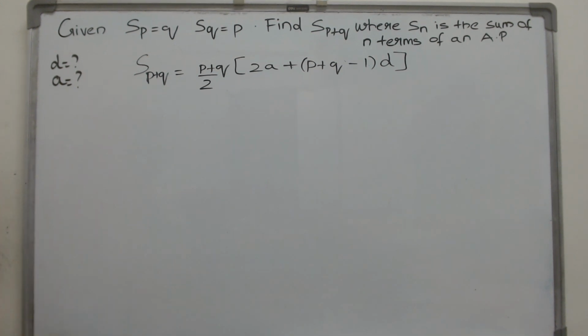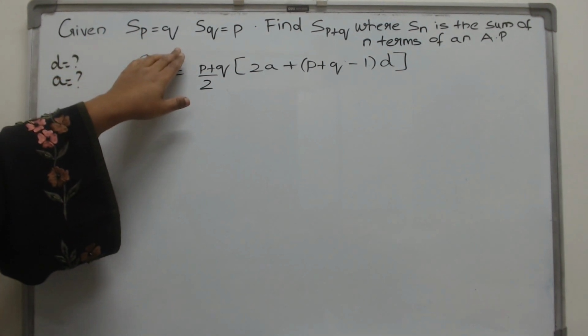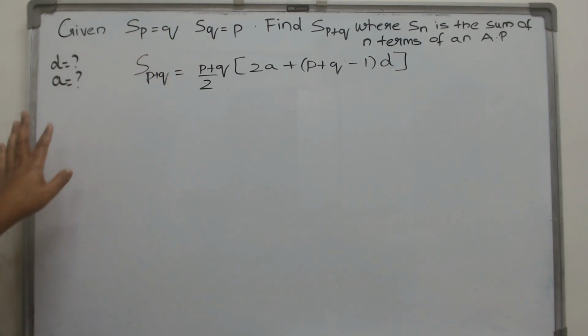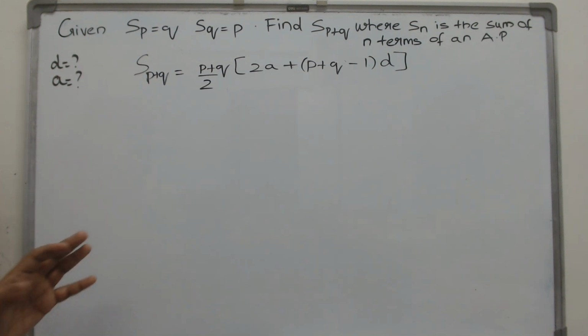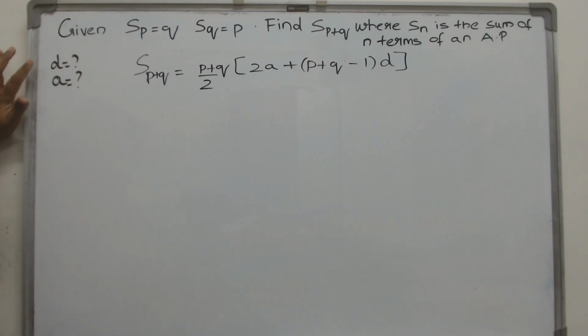This equation will give you the answer, but as we said, we do not know what A is and what D is. These two quantities are the lifeline. They are the DNA of any AP. So if you do not know them, you just have to use this information. That is why we are given this information. We have two equations and we have two unknowns. Where have we heard that before? In linear equations. So just think of it like linear equations. Let us use this information and find out these two unknowns.